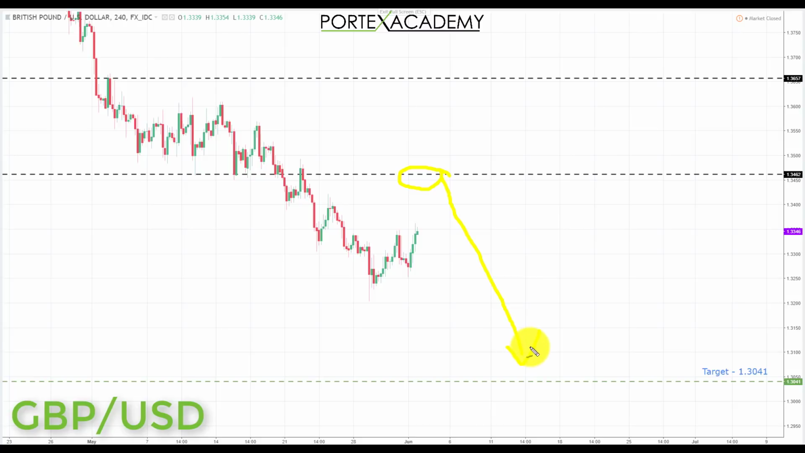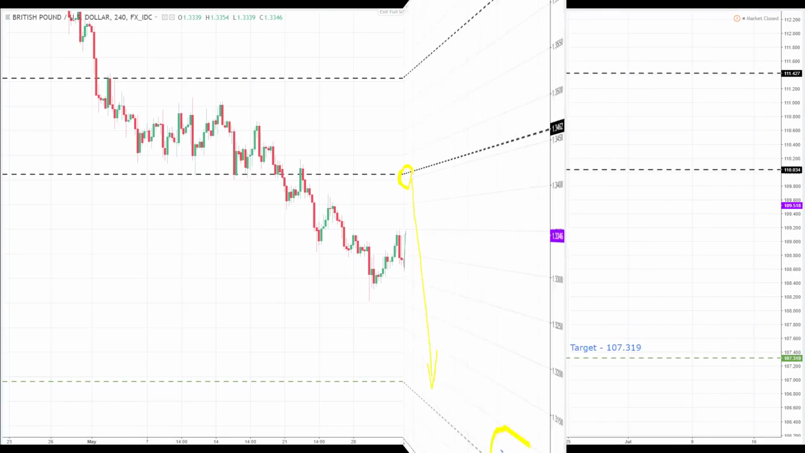And we're going to be looking at taking those shorts down towards the target and the next key area of support to the downside at the 1.3041. And you can see there's pretty much nothing but air between these two levels here. So this could be a very, very nice trade if we can get those bearish formations and patterns, and if we can initiate those shorts next week in the pound.